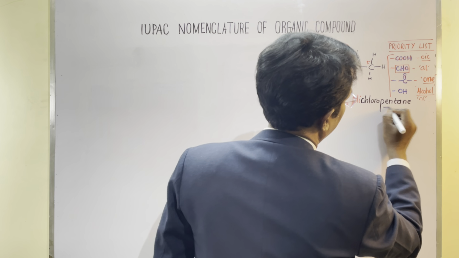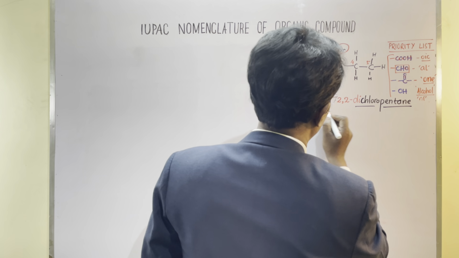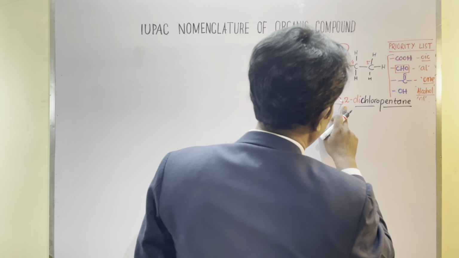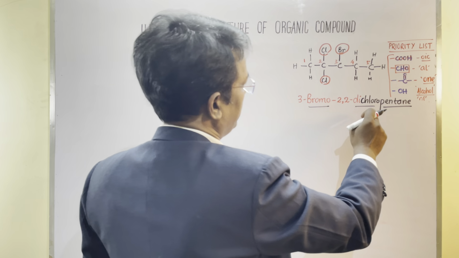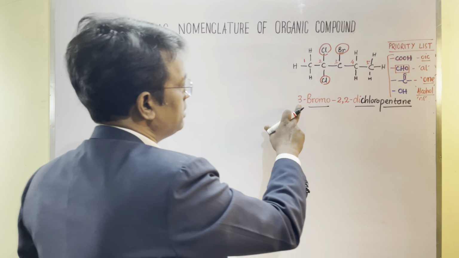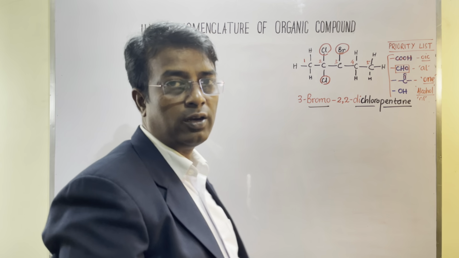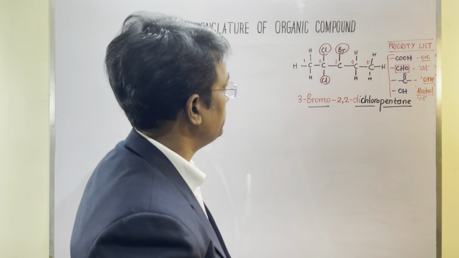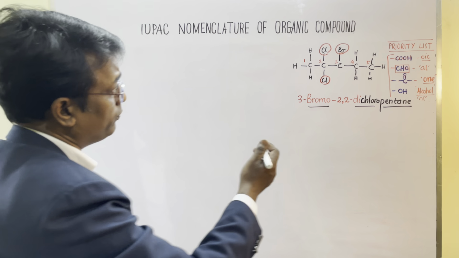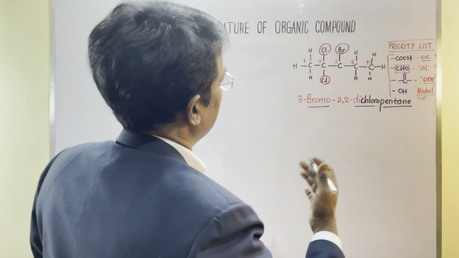The parent compound is an alkane and these are the suffixes here. At the second carbon there are 2 chloro, that's why dichloro, and at the third, bromo. It's following that alphabetical order. So far 3 rules have been used. Let's take some more examples here.